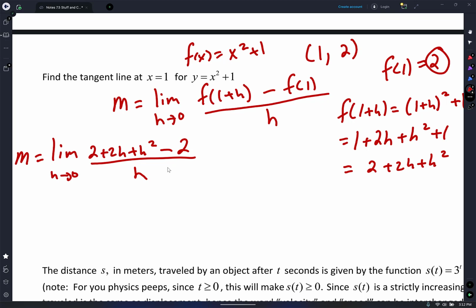Are we okay? Nothing crazy, right? All right, the 2's zero out. Now that I've zeroed out those 2's, can I factor out an h? Yes, I'm going to factor it out just because I want to show my fans all the work here. And you guys, 2 plus h all over h.